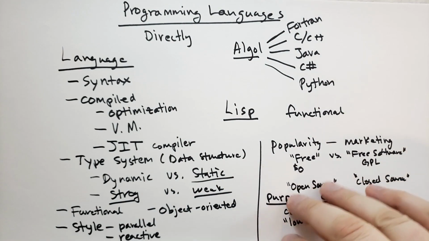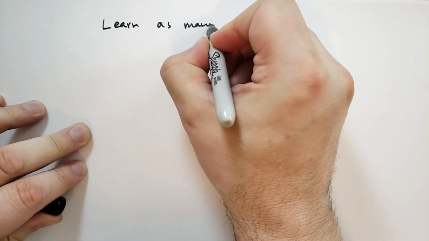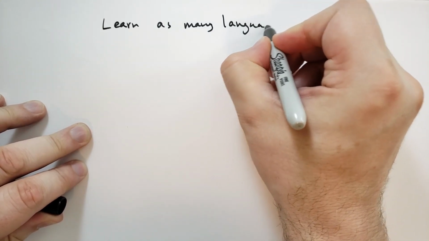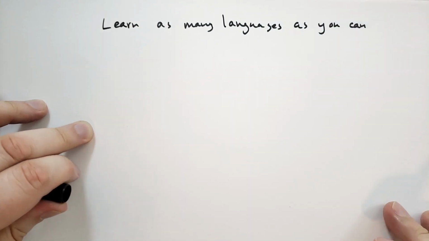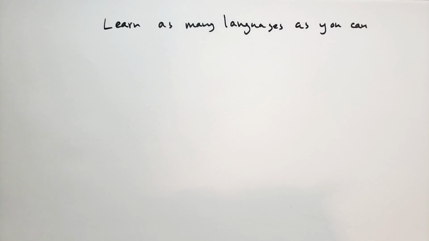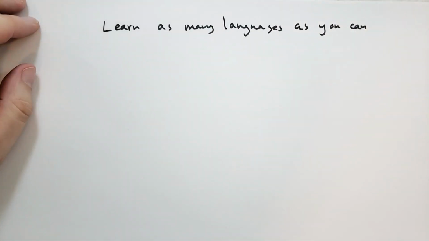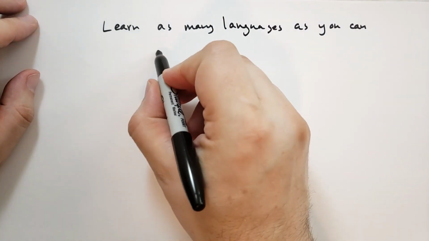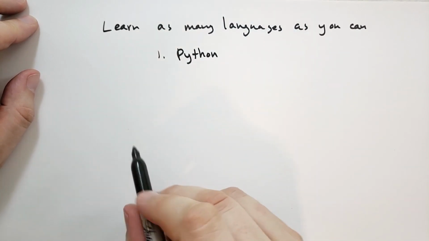Okay, my recommendations. First of all, your goal as a developer, as an engineer, is to learn as many languages as you can. I have never met a developer that knew too many languages, okay? By learning other languages, you get better at your own language, okay? The other thing that I recommend is if you're gonna learn programming languages, I would start with Python, kind of as a foundation to build on.